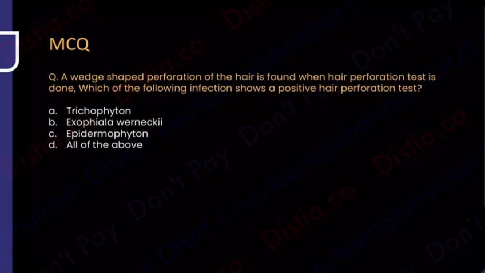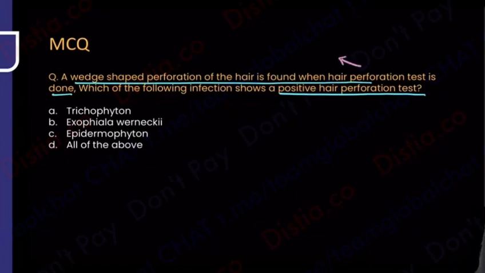This is something which could have come from probably anywhere. A wedge-shaped perforation of the hair is found when the hair perforation test is done. Which of the following infections shows you a positive hair perforation test? Trichophyton, Exophiala wernickii, Epidermophyton, or all of the above? This is obviously not from dimorphic fungus, but I'm just making sure that as you're moving forward, you're not forgetting what you did earlier.